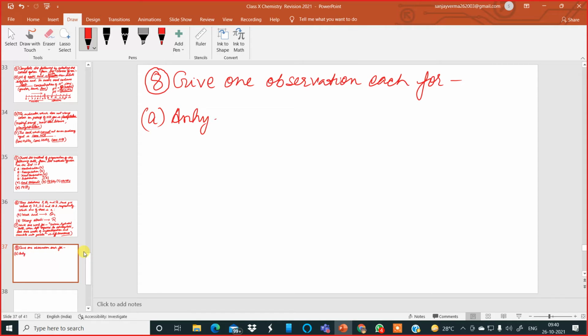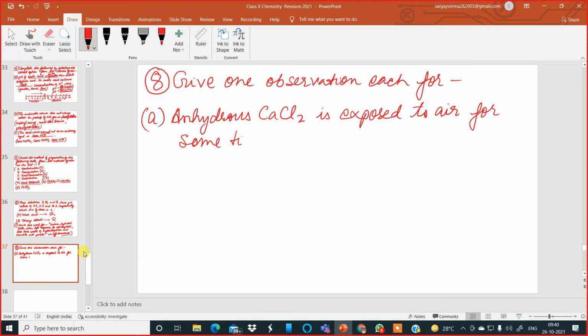Anhydrous CaCl2, calcium chloride, is exposed to air for some time. Let's first get the answer for this. What do you observe? What do you see?